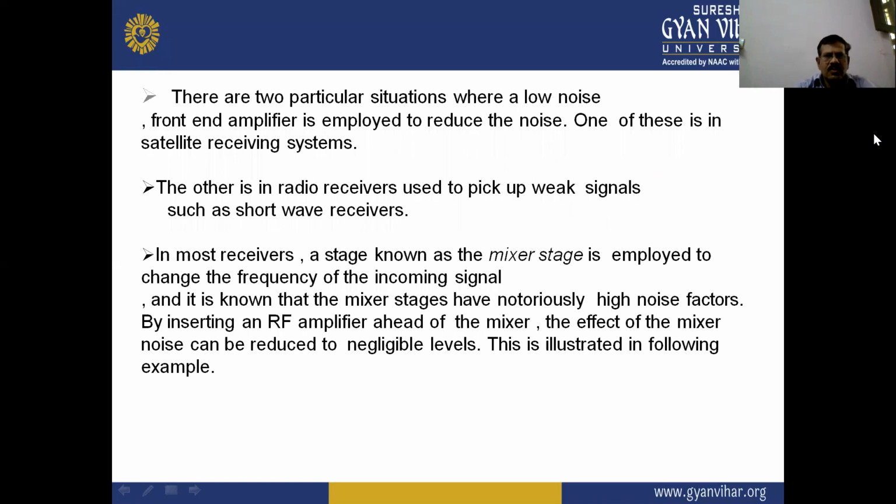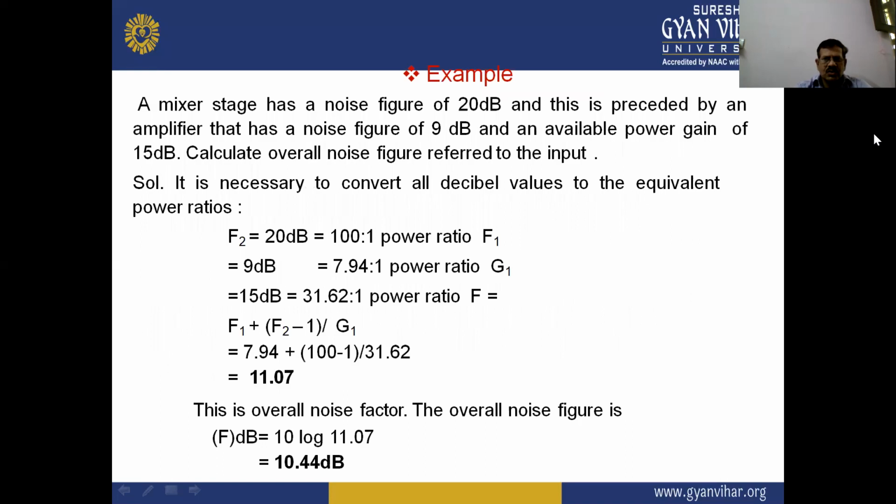There are two particular situations where a low noise front end amplifier is employed to reduce the noise. One of these is in satellite receiving systems. Two, the other is in radio receivers used to pick up weak signals, such as shortwave receivers. So these are some examples of calculating the noise figure.